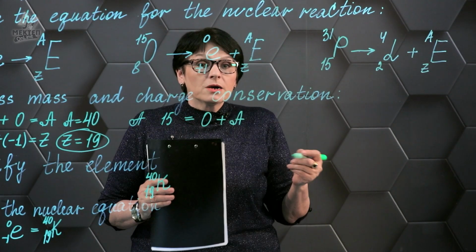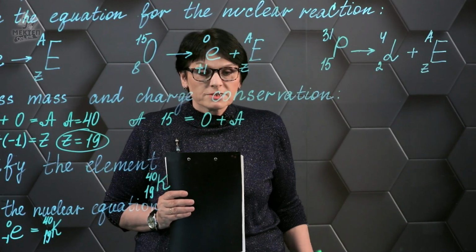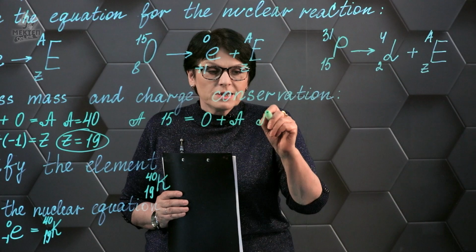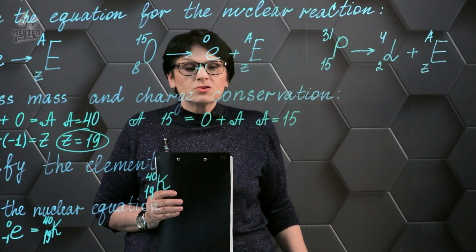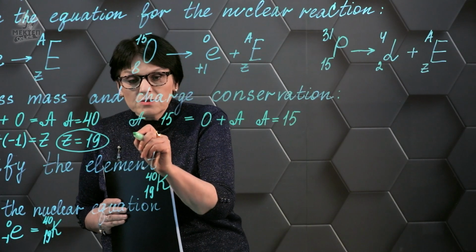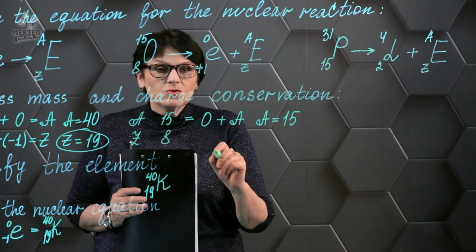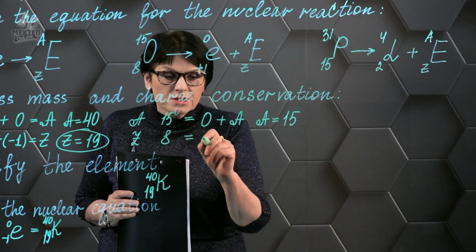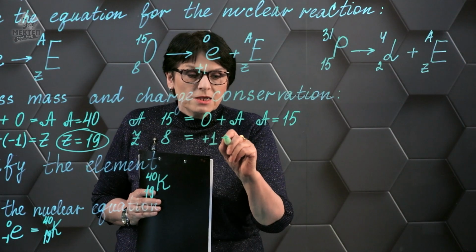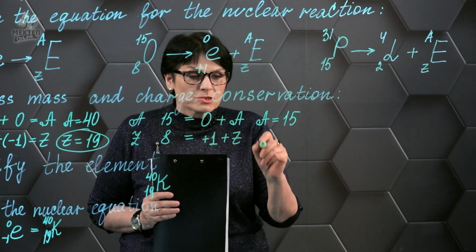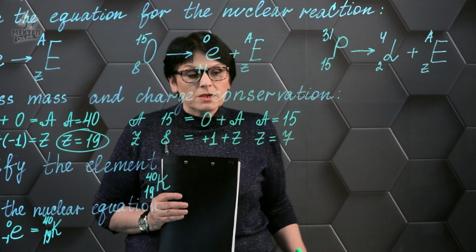According to the rule that governs this calculation, called the Soddy-Fajans rule, for this unknown element the mass will remain the same, and it will be equal to 15. Now we have to determine what our charge will be. On the left side, it's equal to 8. On the right side, it will be 1 plus Z. In this case, we're going to have Z equal to 7.